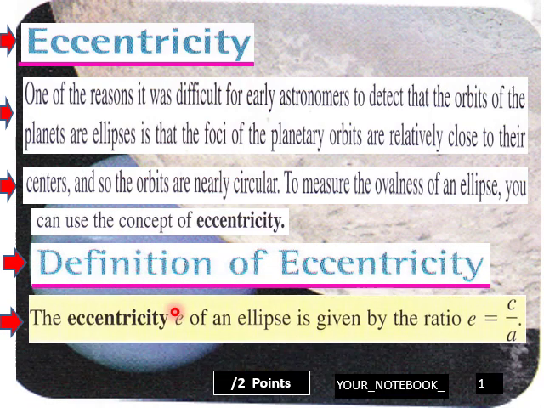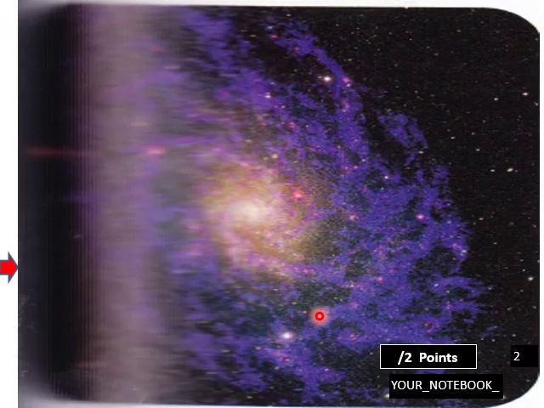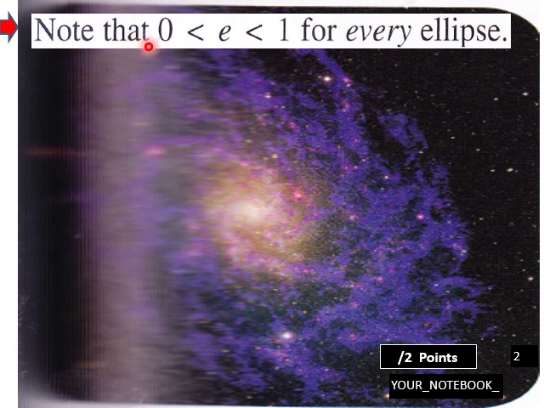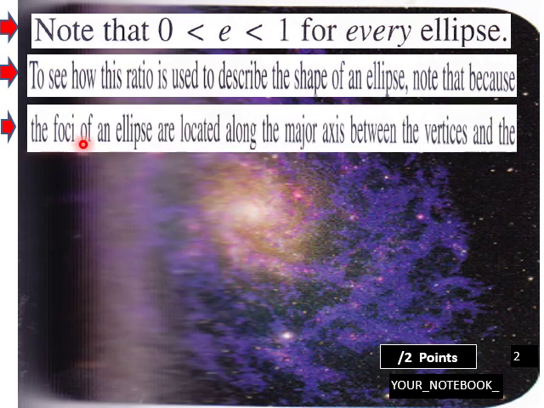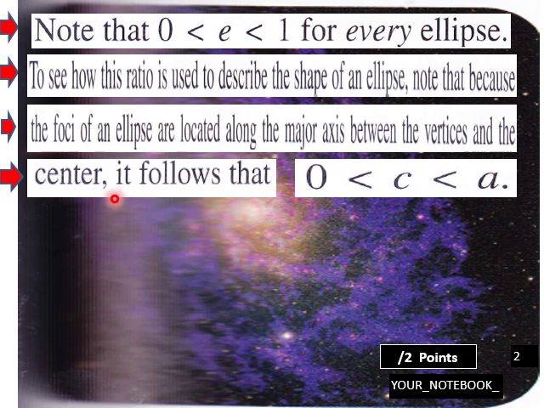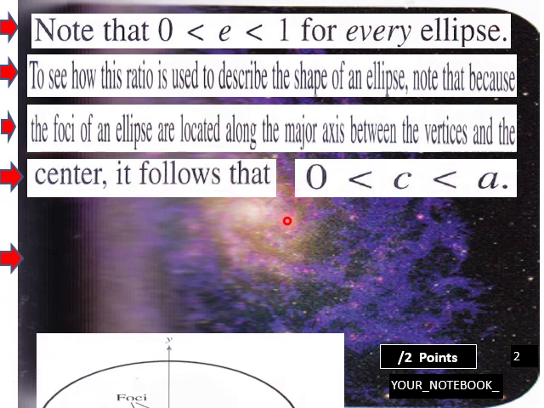To measure the ovalness of an ellipse, you can use the concept of eccentricity. The eccentricity E of an ellipse is given by the ratio E equals C over A. So there is your eccentricity formula, once we know our C and our A. Note that 0 is less than E is less than 1 for every ellipse. Because the foci of an ellipse are located along the major axis between the vertices and the center, it follows that 0 is less than C is less than A.